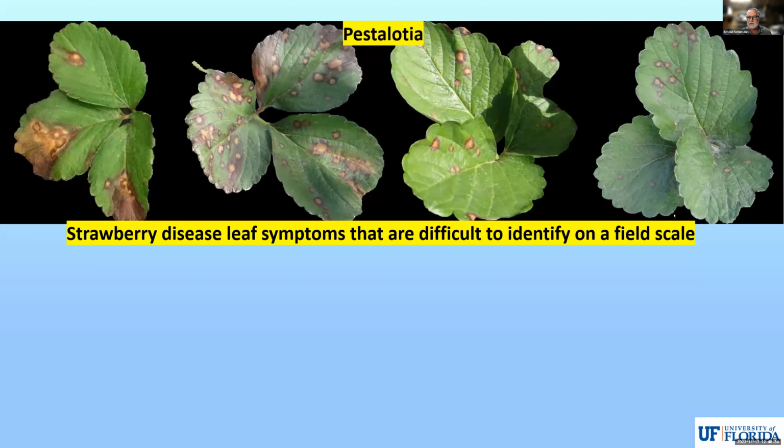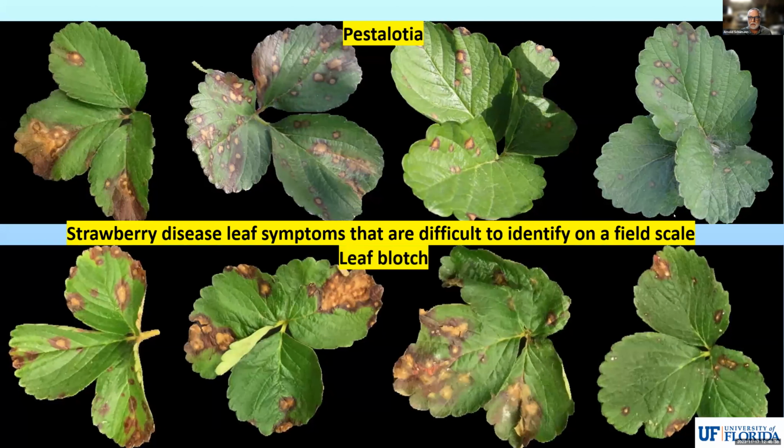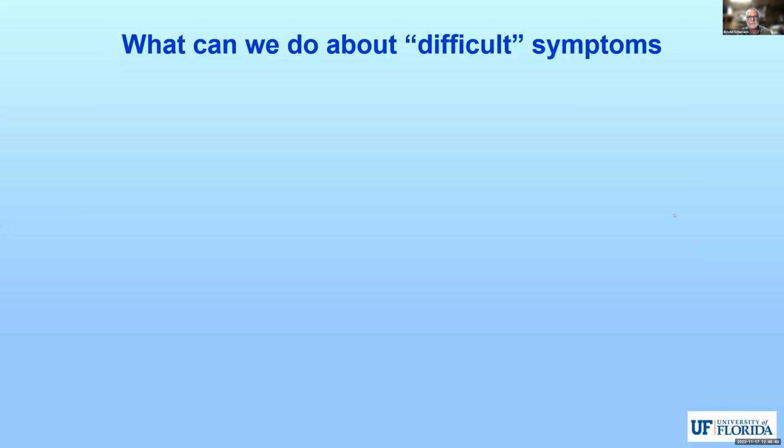Here's Pestalotia, which is a fairly new arrival in Florida, and at the bottom is leaf blotch, and you can only tell them apart by expert eye, very expert eye, or by PCR, or by culturing the bacteria, the fungus.